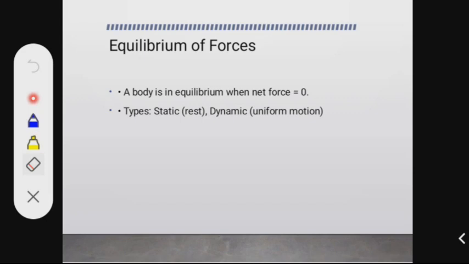Now, we say that there are two types of equilibrium: static equilibrium and dynamic equilibrium. Static equilibrium is what happens when the object is at rest, while dynamic equilibrium occurs when an object is in motion. This type of dynamic equilibrium is something you see in a seesaw, which we played on when we were small. One person sits at one end, the other person sits at the other end, and both have the same weight and keep on bouncing with the same force.